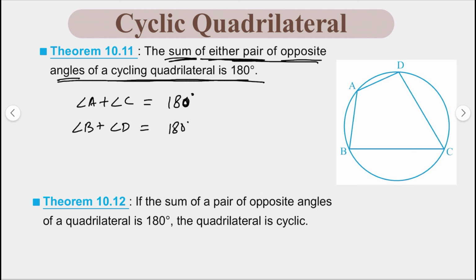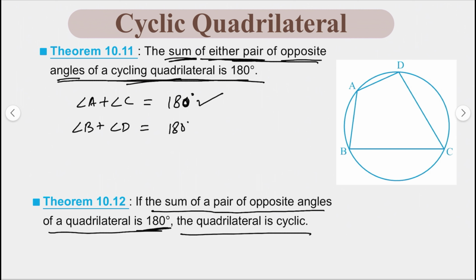And the next theorem 10.12 is the converse of 10.11. So it says if the sum of a pair of opposite angles of a quadrilateral is 180 degrees, then the quadrilateral is cyclic. Okay, so if it is a cyclic quadrilateral, then the sum of the opposite angles will be 180 degrees. Or if the sum of the opposite angles is 180 degrees, then it will be a cyclic quadrilateral. Okay, so these are the few theorems we have, and based on this we have exercise 10.5. All these theorems will be used in the questions of exercise 10.5. Now let's move to exercise 10.5.